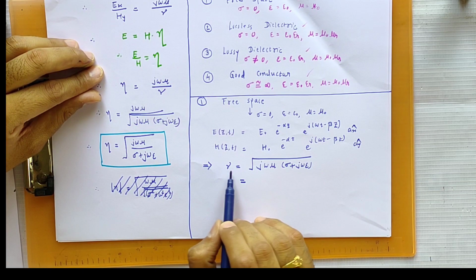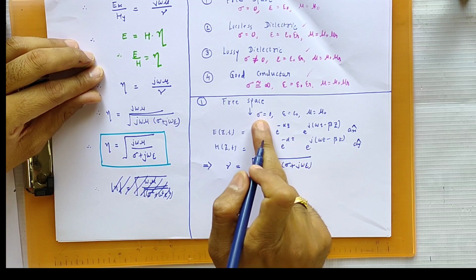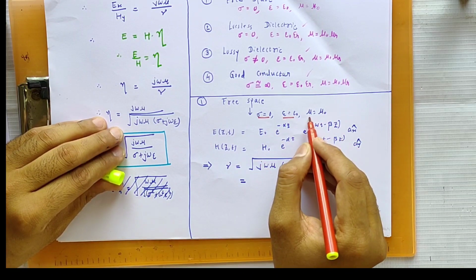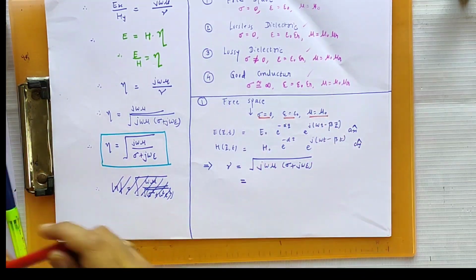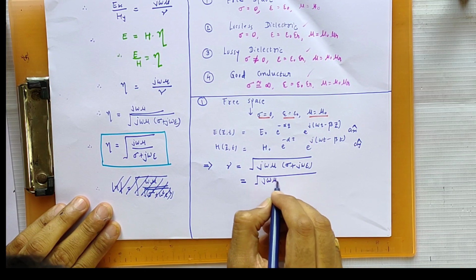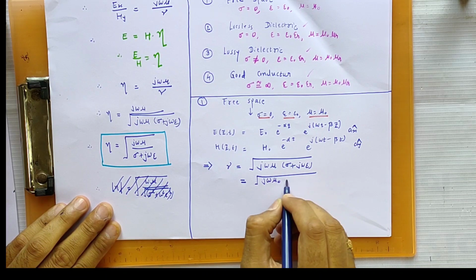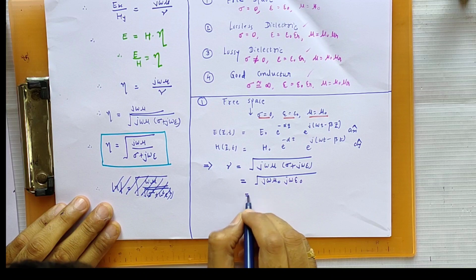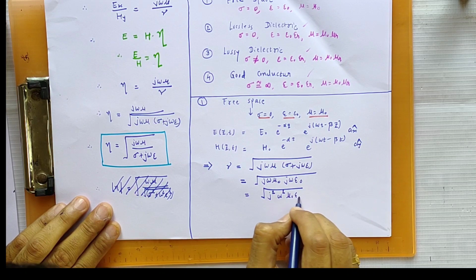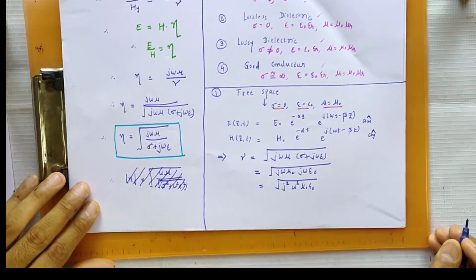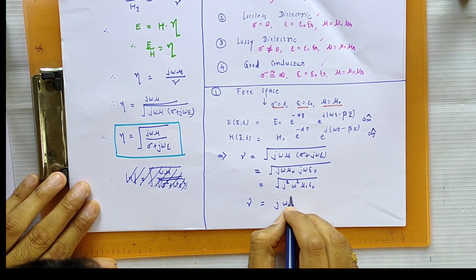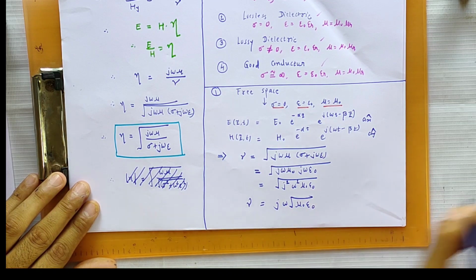Now by the property of free space, sigma, or conductivity, is equal to 0, epsilon is equal to epsilon 0, mu is equal to mu 0. I have to put all these values in my equation. So it is j omega mu 0 times, sigma is 0, so 0 plus j omega epsilon 0. So it is j square omega square mu 0 epsilon 0. I have to remove it from the square root. So gamma is equal to j omega under root of mu 0 epsilon 0.